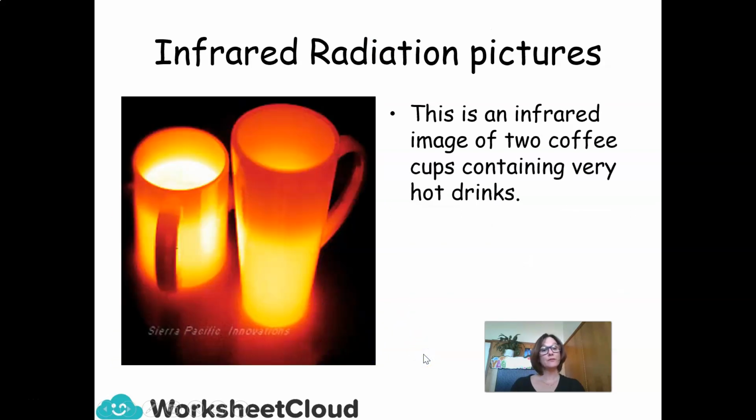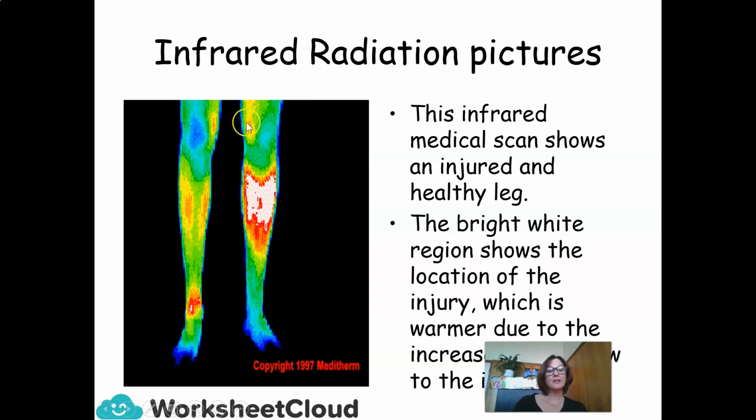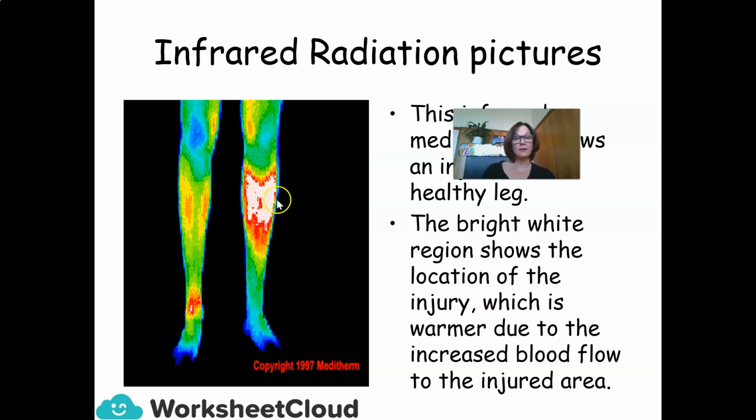Here we have an infrared image of 2 coffee cups containing very hot drinks, and again you can see the warmth from the yellow color over there. Over here we have an image of a deer in the dark, and since infrared cameras detect heat radiation, they can see the heat from warm-blooded animals in the dark. This infrared picture shows a medical scan of an injured leg and a healthy leg. Okay, the bright white region shows the location of the injury. You can see it over there, which is warmer due to the increased blood flow to the injured area, because obviously the blood goes there to start trying to heal the wound.